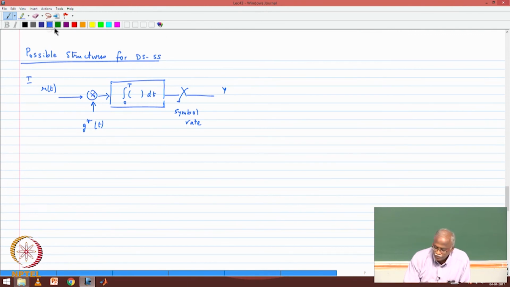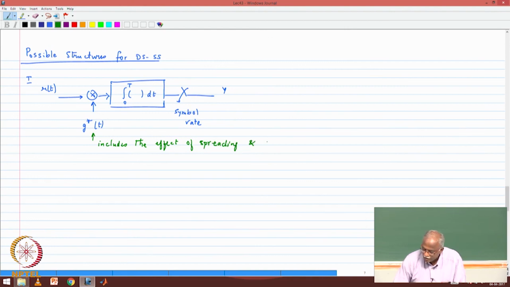This g*(t) matched filter approach is for anything, whether it's spread spectrum or not. When it's a spread spectrum system, this waveform includes the effect of spreading, which means it has Q chips, and it includes the effect of spreading and the pulse shape of each chip. Pulse shaping of each chip. It includes both of those.